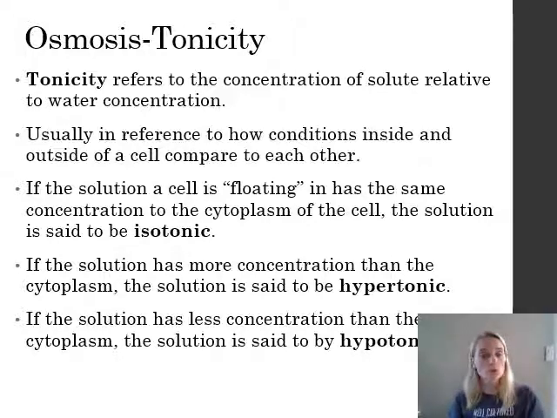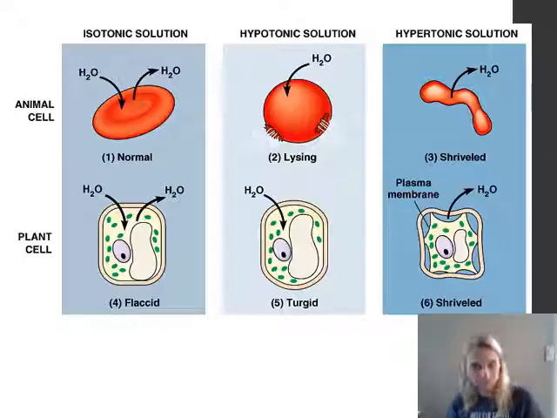All right, so those are our three tonicity terms. Iso, the same between your two environments. Hyper, one has more solute compared to something else, and hypo is less solute compared to something else. So let's take a look at some examples to see why this is important.